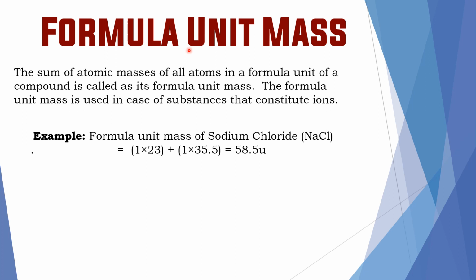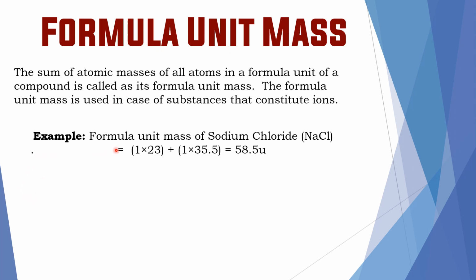Formula unit mass means we consider the constituents as ions. So we will read this. The sum of atomic masses of all atoms in a formula unit of a compound is called its formula unit mass. The formula unit mass is used in case of substances that constitute ions. That is the important part. If the constituents are ions, we call it formula unit mass.